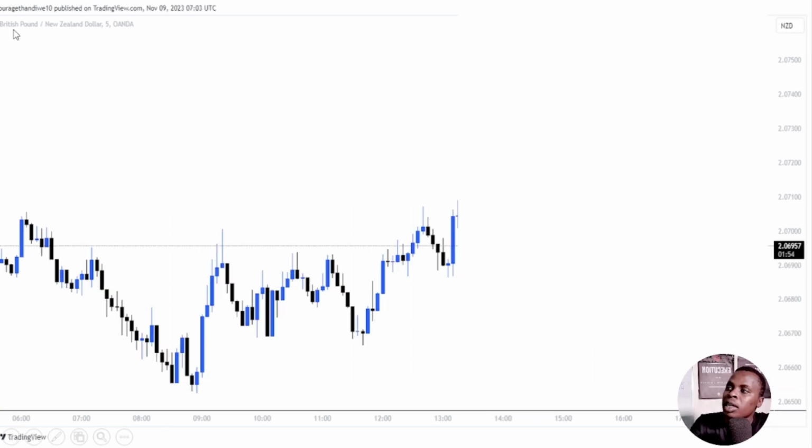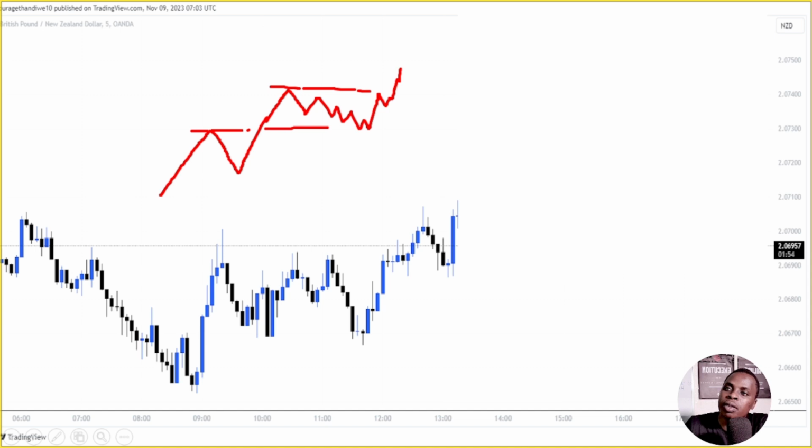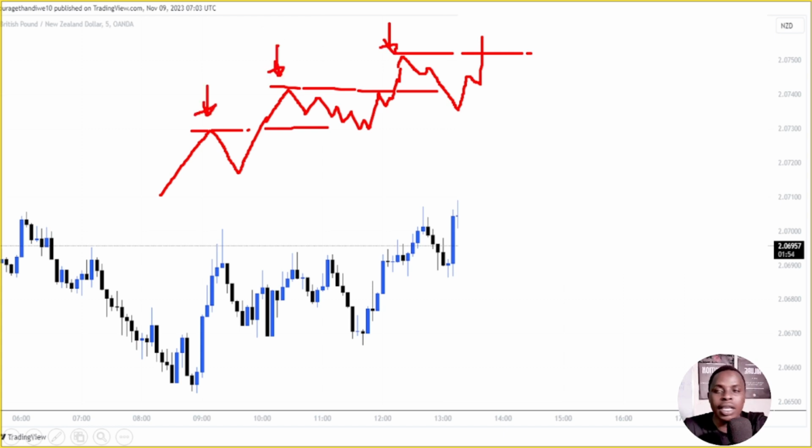Now here's another example, GBP NZD. You can see that this market is moving to the upside. And how do we know that this market is moving to the upside? Firstly, you want to see these previous zones being broken. Whatever the market does here, if it breaks these previous zones, you know that we are in an uptrend. So if these zones are being broken right here, always know that we are in an uptrend.